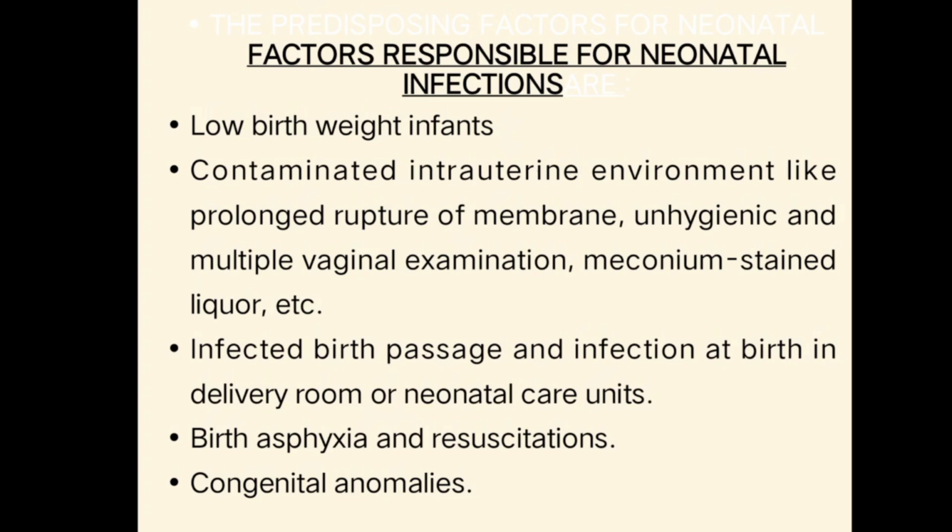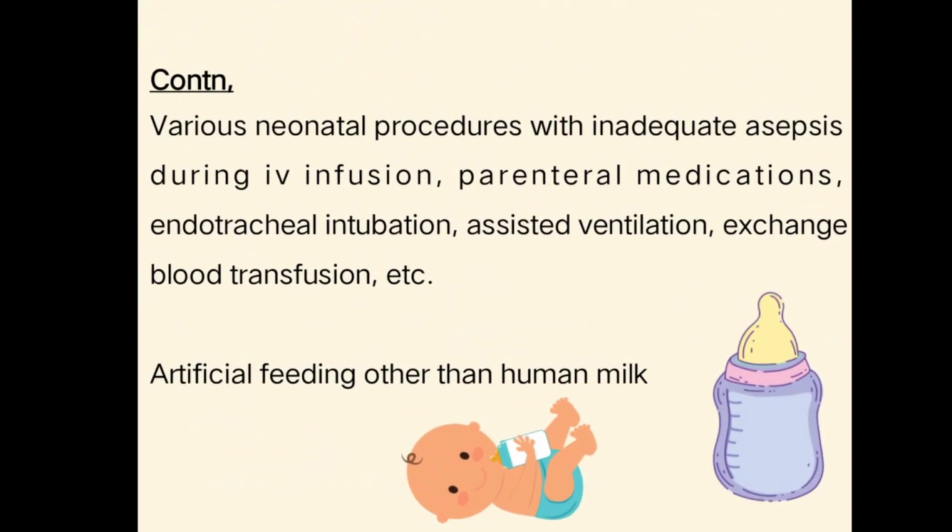Next is congenital anomalies. By birth they have some anomalies related to the respiratory system, cardiovascular system or orthopedic system. So they are immunocompromised babies and more susceptible to infections. Then various neonatal procedures with inadequate asepsis, during IV infusion, parenteral medications like IV, IM, subcutaneous or oral medications. Next is endotracheal intubation and assisted ventilation. If we do these procedures on the babies without following the proper sterile technique, that will cause infections to the babies.